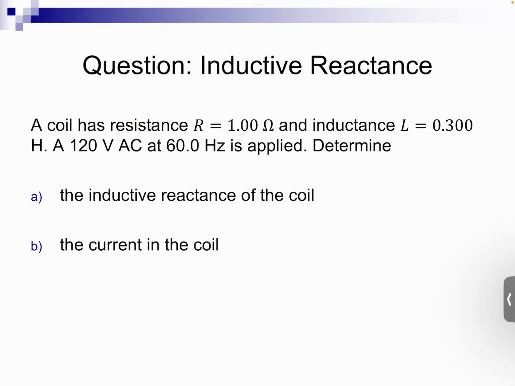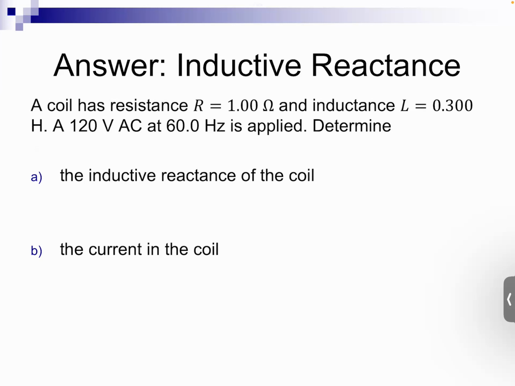All right, so let's look at this example. You have a coil that has a resistance R equals 1 ohm and inductance 0.3 Henry. It's connected to a 120 volts AC source at 60 hertz. We want to find the inductive reactance of the coil and the current in the coil.